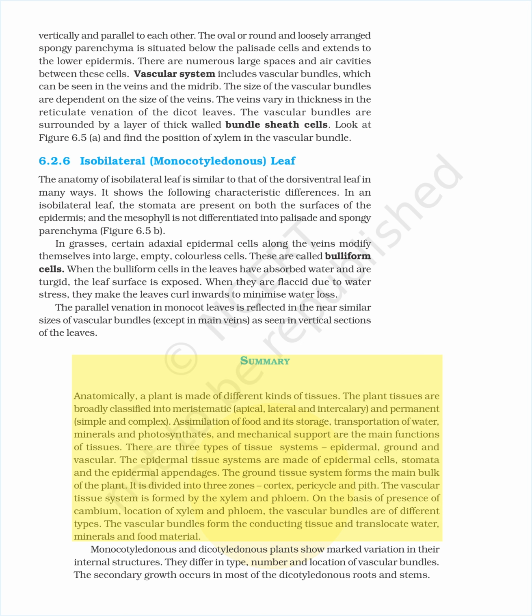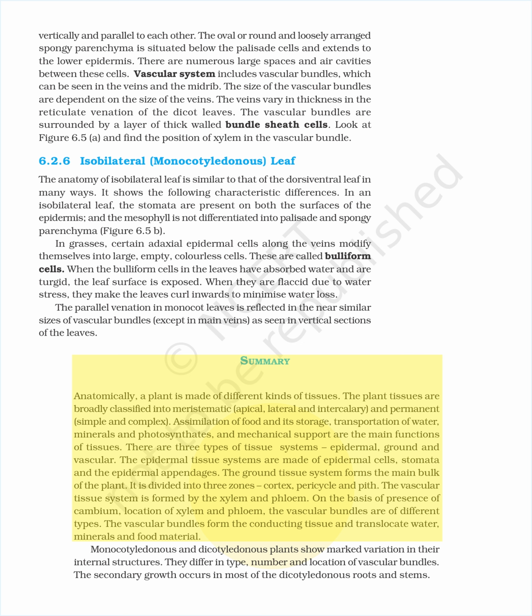Summary: anatomically, a plant is made of different kinds of tissues. The plant tissues are broadly classified into meristematic, apical, lateral and intercalary, and permanent, simple and complex. Assimilation of food and its storage, transportation of water, minerals and photosynthate, and mechanical support are the main functions of tissues. There are three types of tissue systems: epidermal, ground and vascular. The epidermal tissue systems are made of epidermal cells, stomata, and the epidermal appendages. The ground tissue system forms the main bulk of the plant.